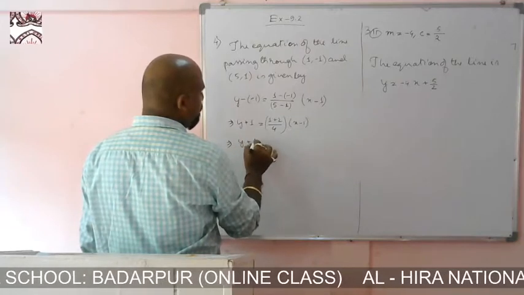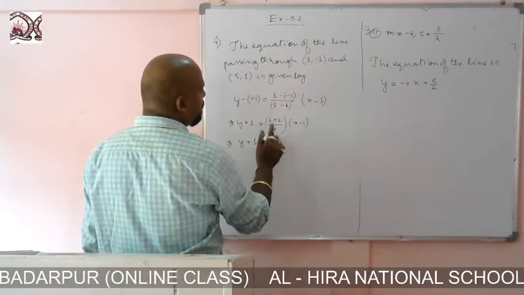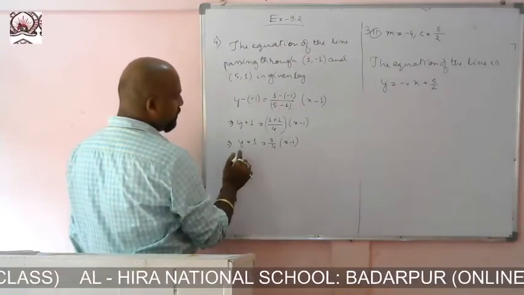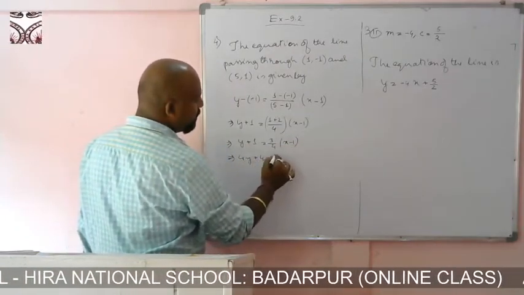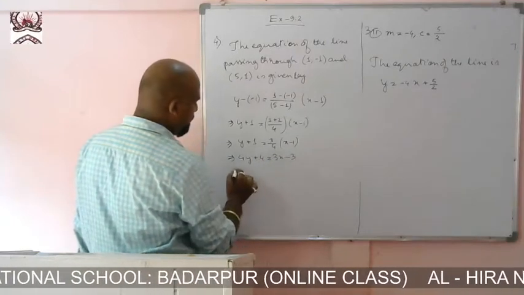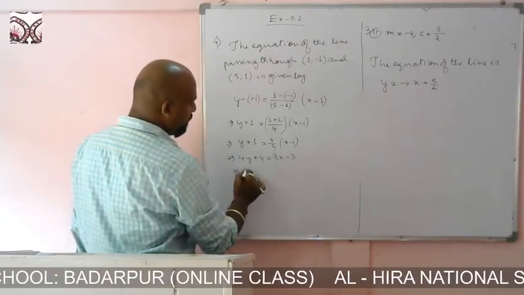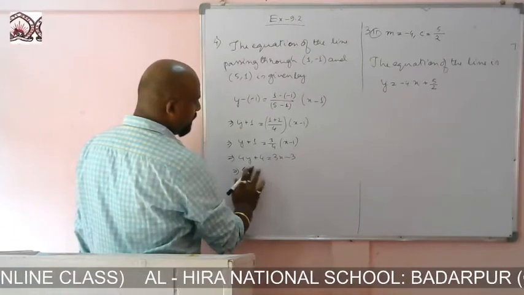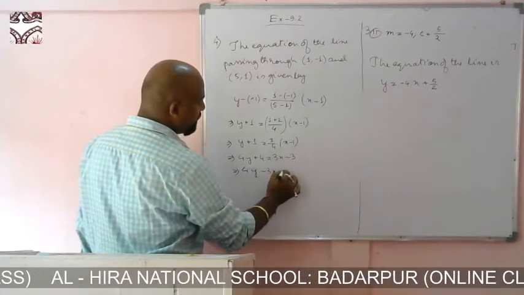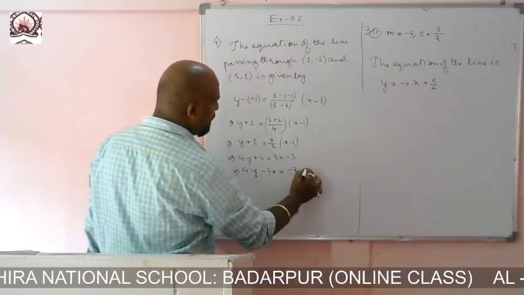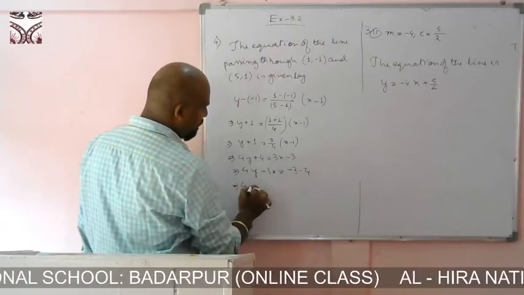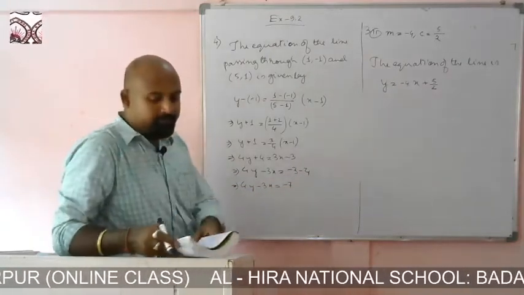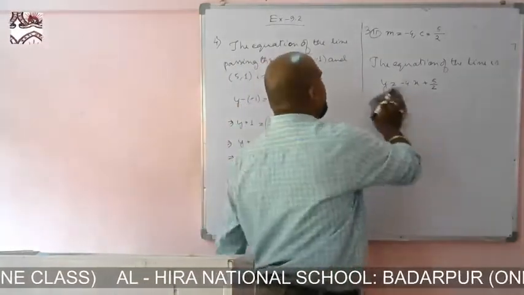So y plus 1 equals 2 by 4 into x minus 1, that is 4 into y: 4y plus 4 equals 3x minus 3. Then what are we getting? 4y minus 3x equals minus 3 minus 4, that is 4y minus 3x equals minus 7. Now in the question, what have they given to us?